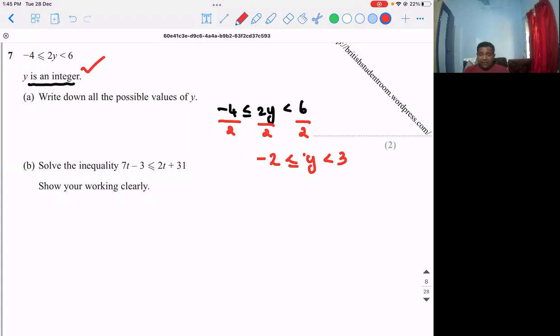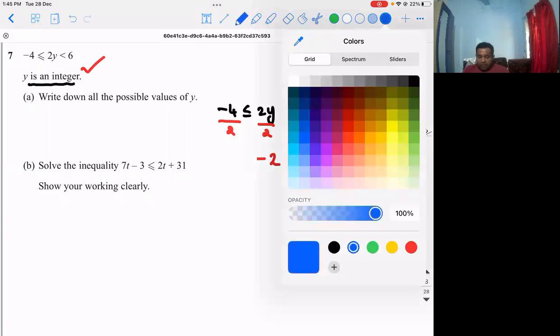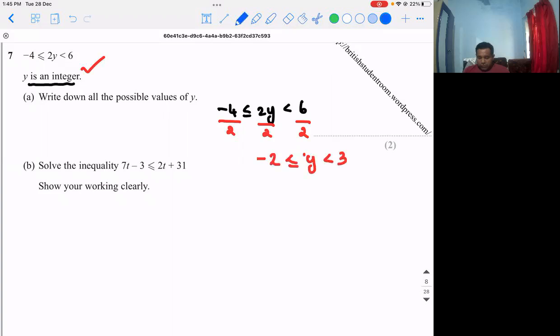So we have to hand pick all the values of y that satisfy being in between -2 and 3. What is the meaning of this inequality? -2 is less than or equal to y, and y itself is less than 3. Since -2 is an integer, y can take -2 because -2 is possible to include. The next integer is -1, and the next integer is what? 0, then 1 and 2.